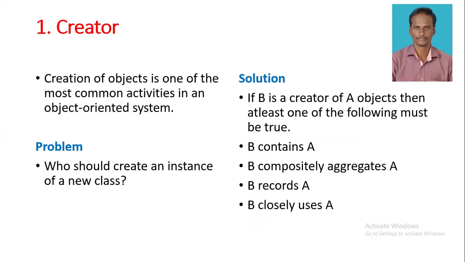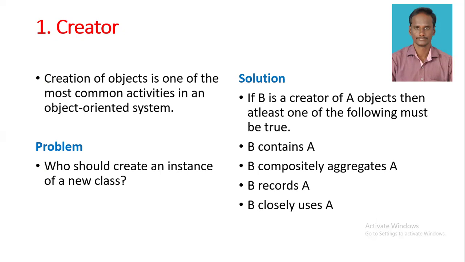The first one is creator. Creator is only responsible for creating objects. Creation of objects is one of the most common activities in an object-oriented system. The problem with the creator is: who should create an instance of a new class? If we have a new class, who is responsible for creating objects for that class? That is the problem with the creator.